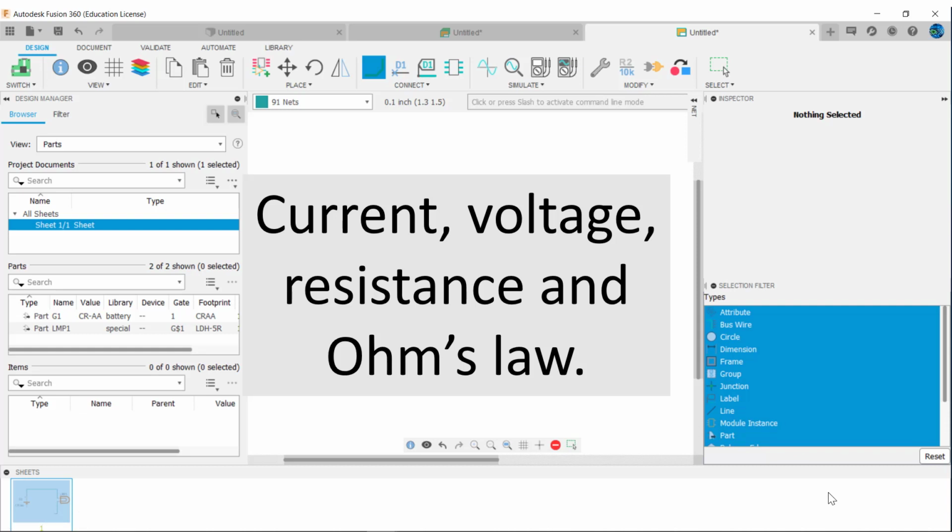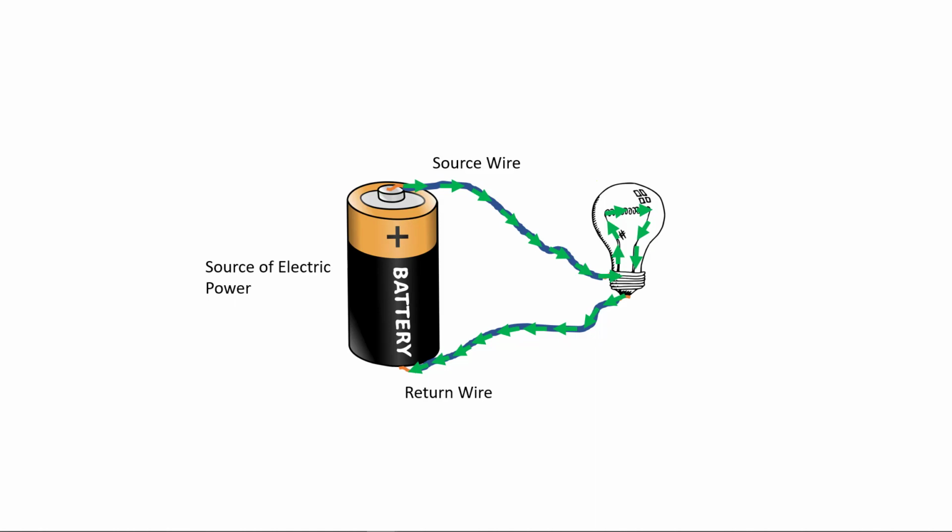Current, voltage, resistance, and Ohm's law are key to understanding or describing circuit operation. This video will explain what these three electrical quantities are and how they relate to each other. In any electric circuit, electric current will flow if there's a source of electric power.